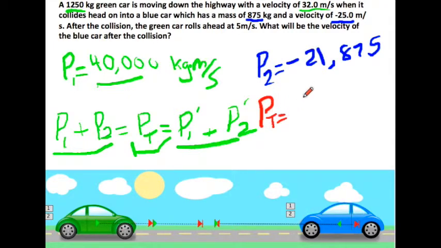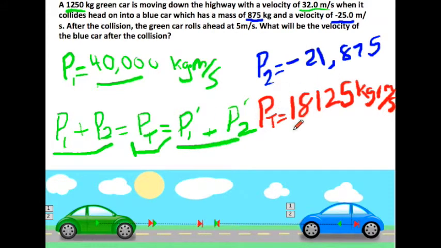And that is going to equal, this time, 18,125 kilograms times meters per second. So I simply added these two together, and that's what it gave me. Now I can look too: this value is negative, this value is positive, and this number is positive.